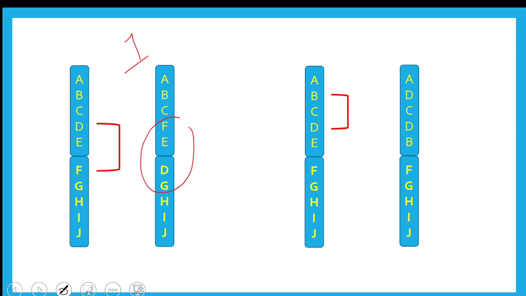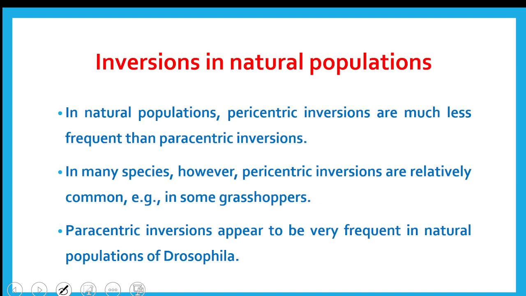Because the inverted segment includes the centromere. The second one is, why? Because the inverted segment is away from the centromere. Very good, excellent. Coming to inversions in natural populations.